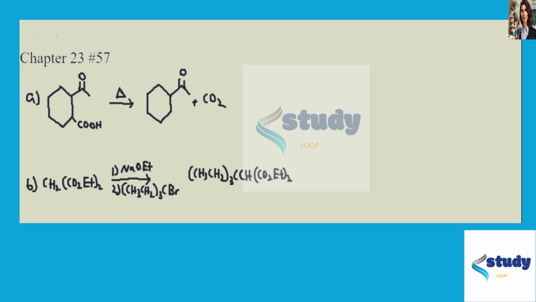But one thing to take note of is that our alpha carbon is this carbon, and so our carboxylic acid, as it turns out, is actually on a beta carbon. And so the carboxylic acid needs to be on an alpha carbon in order for this decarboxylation method to work. So the carboxylic acid is on a beta carbon. Okay, and so that's why A is not going to work.